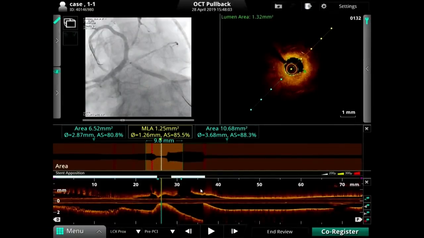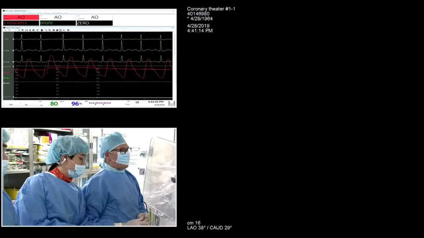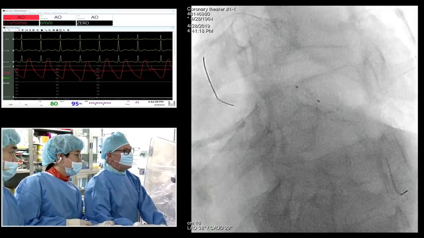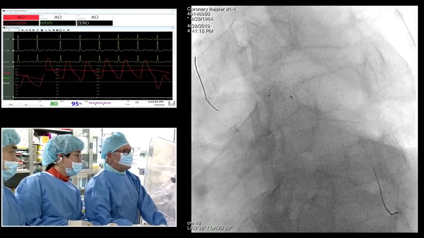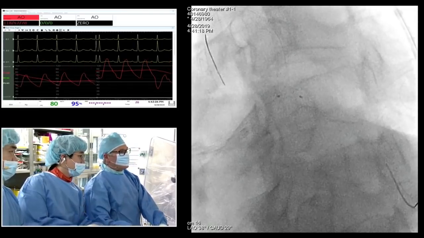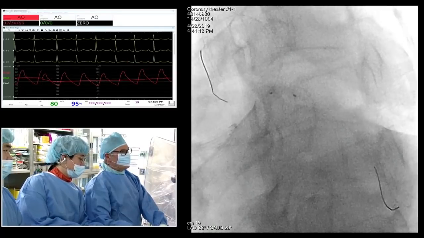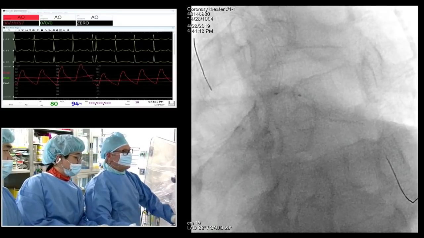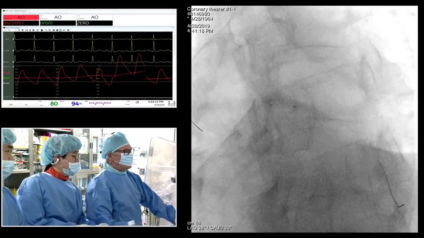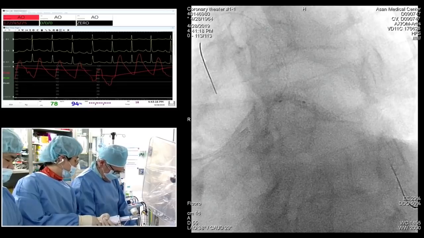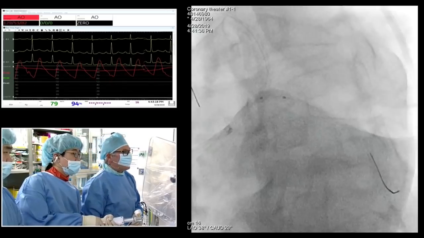So Thierry, what's the balloon? We have a non-compliant balloon, 3.5. This is the reference diameter of the stent. The plan is non-compliant balloon, go to 16, 18 atmospheres. After ballooning, could you show us the OCT image again? I'd like to see how much they crush in the left main, basically.